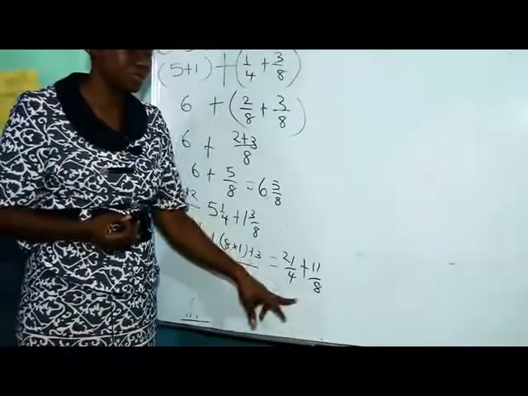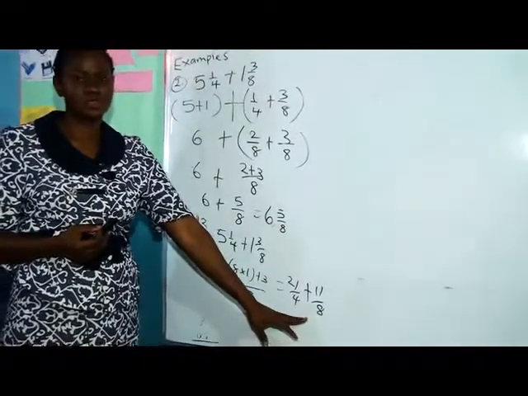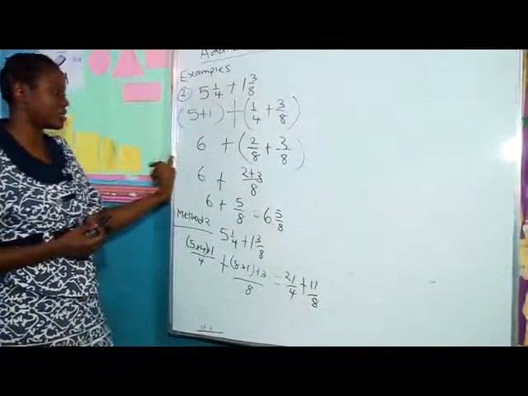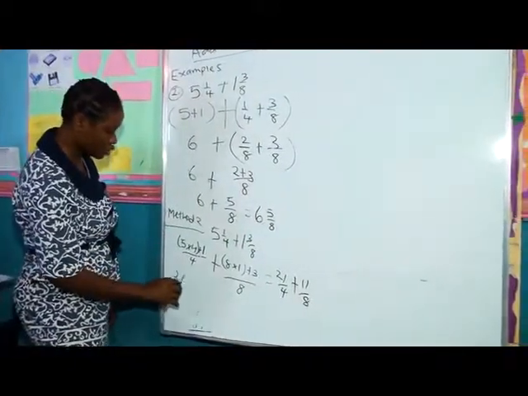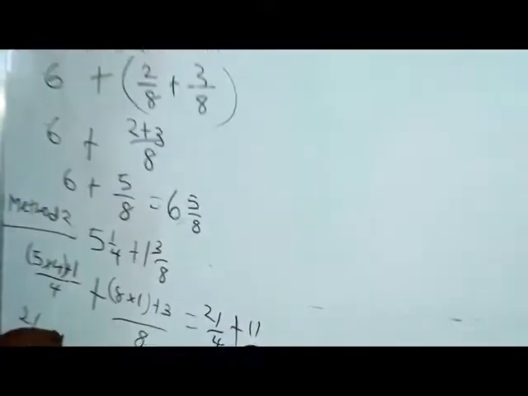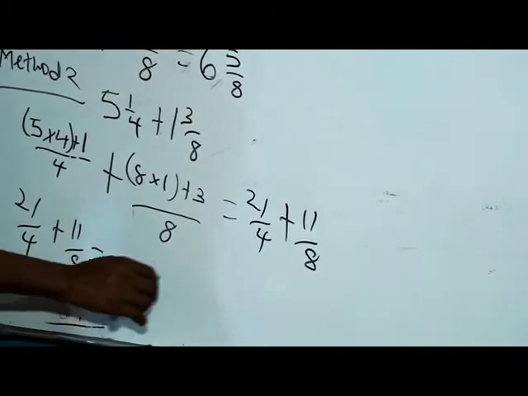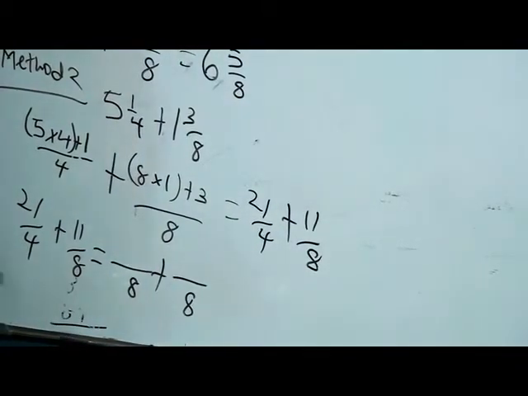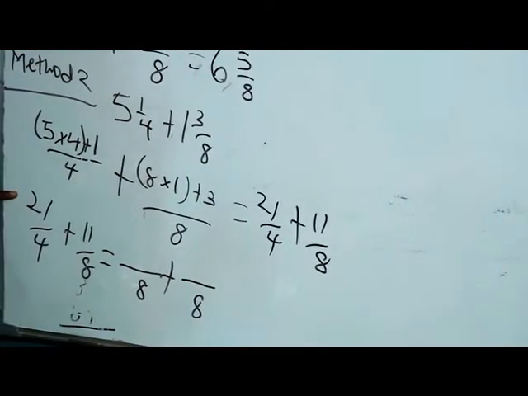The denominators are not the same. I have to change the denominator to be the same. The LCM of 4 and 8, like we did in the other method, is 8. So what I have now is 21 over 4 plus 11 over 8. The LCM is 8. How many 4 can I get in 8? 2. 2 times 21 is 42.